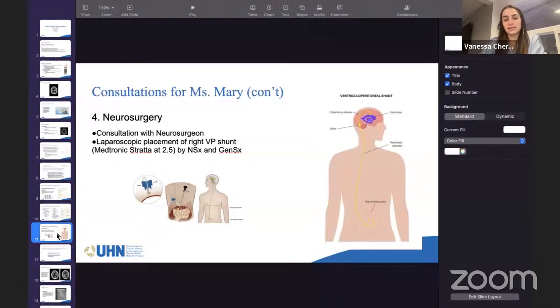This is done at our hospital, and many of our neurosurgeons perform these procedures. We also have a general surgery team involved for the abdominal portion. And usually it is done laparoscopically. And so Miss Mary had the insertion of a Medtronic Strata shunt set to 2.5. That's just one of the types of shunts that we use.